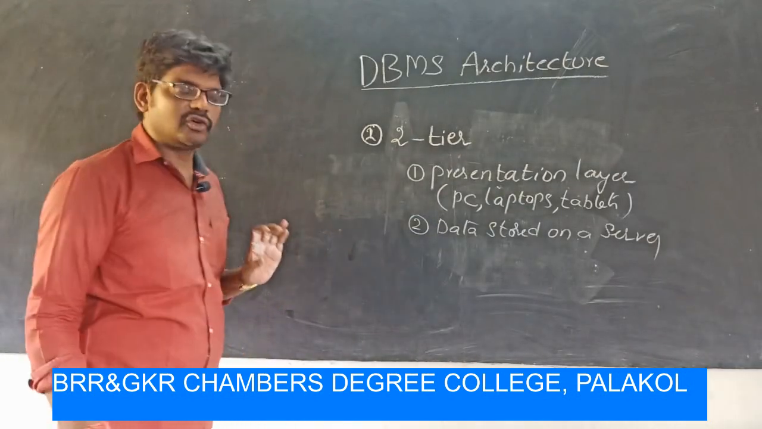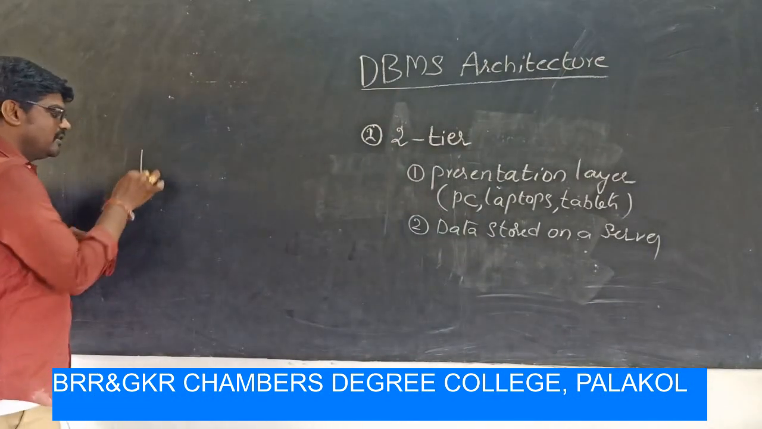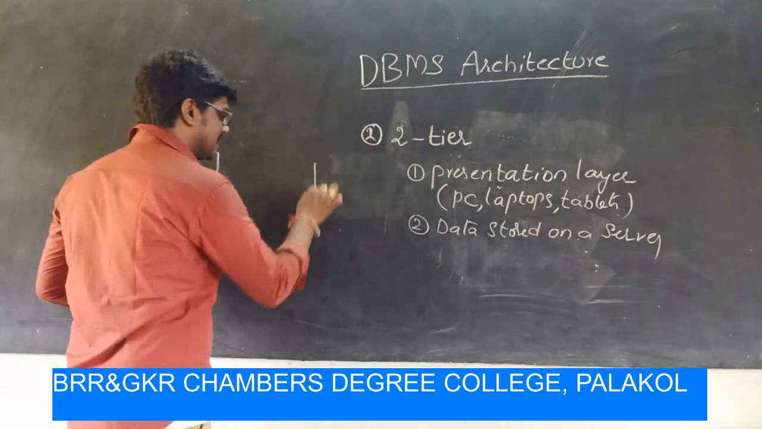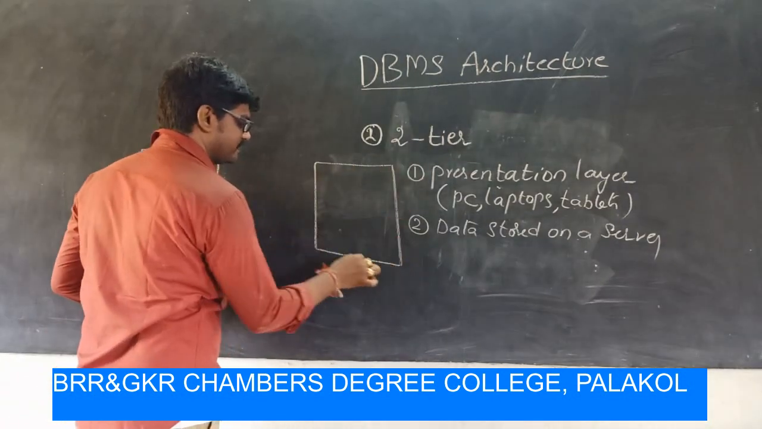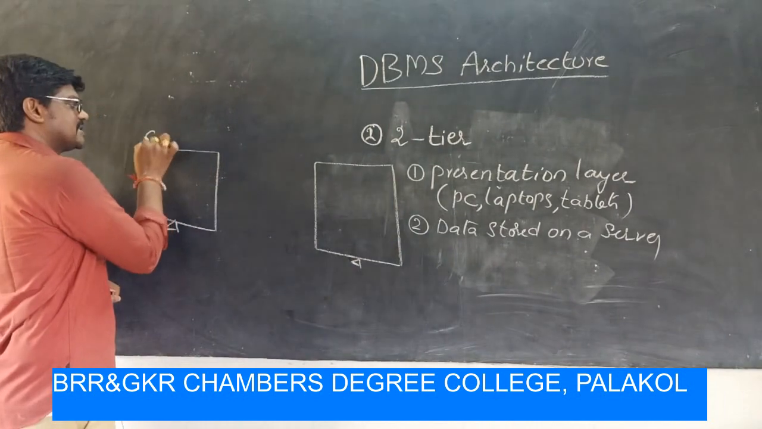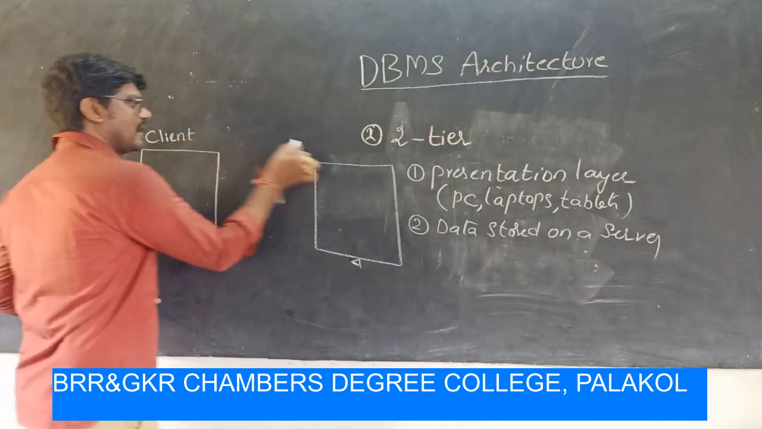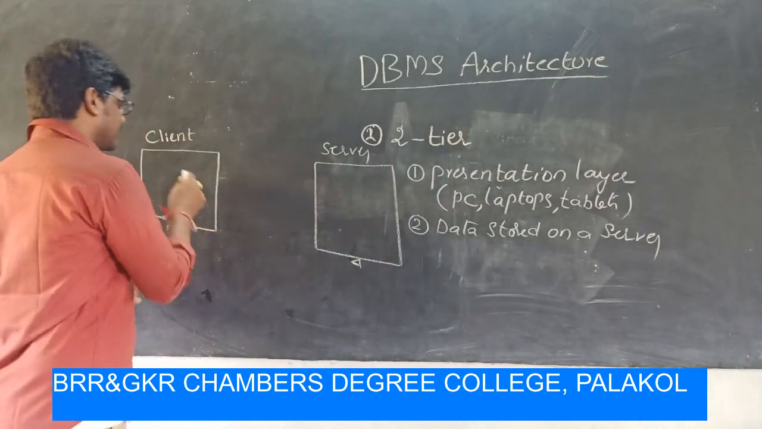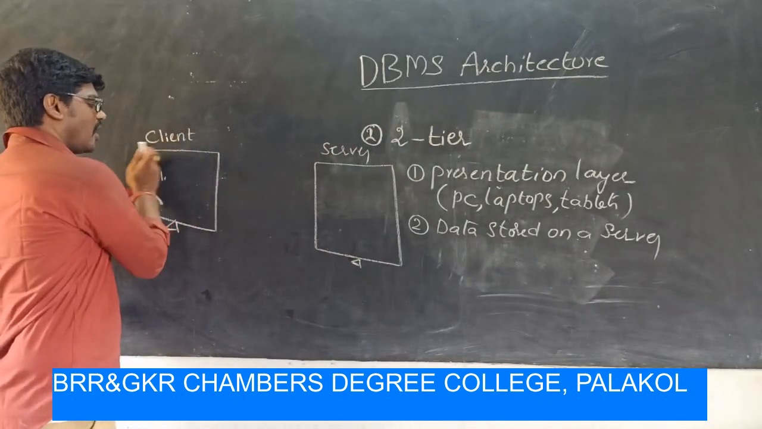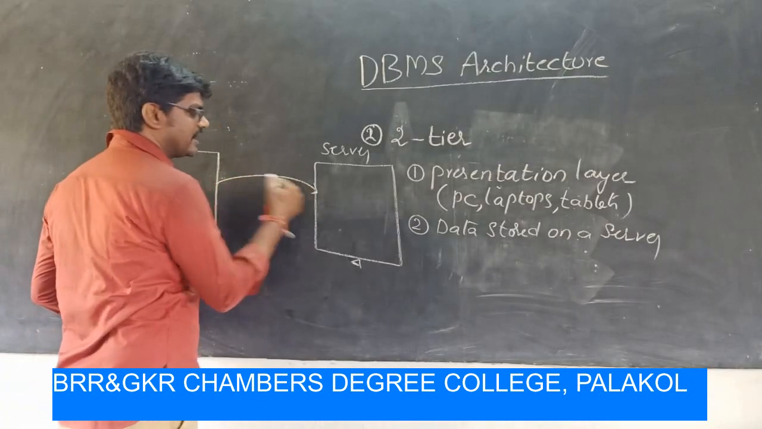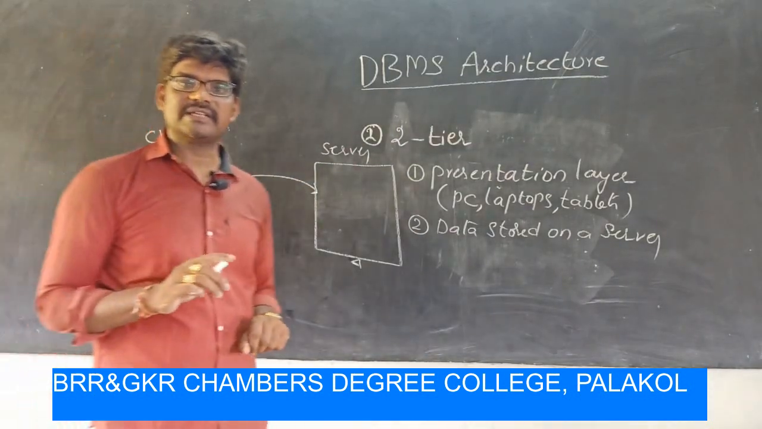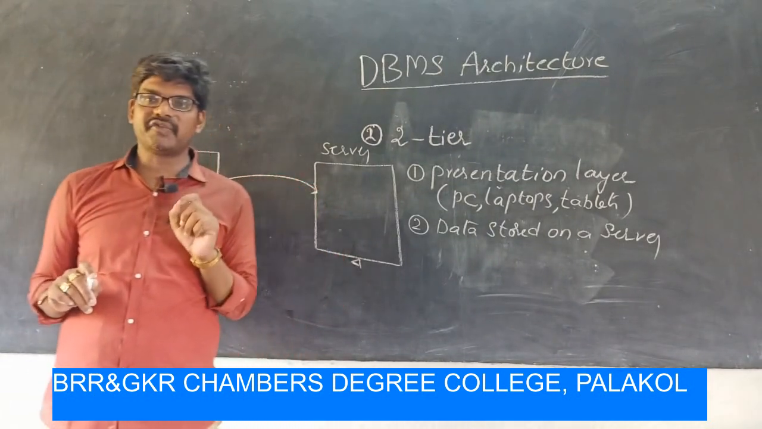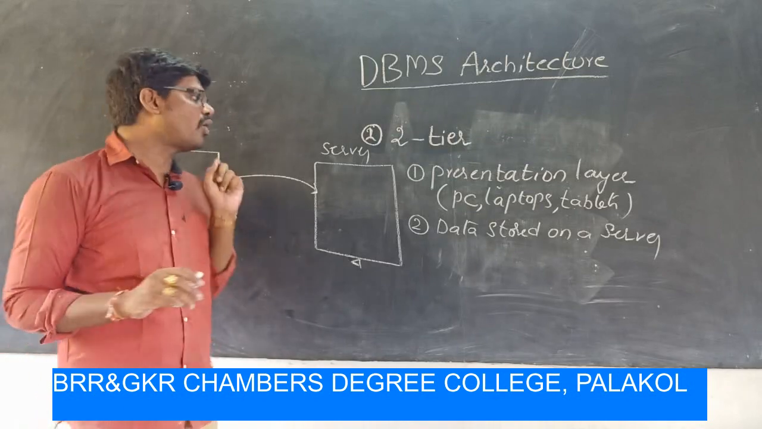So there are two layers. Assume that this is the first level and this is the second level. This is the client and this is the server. The client always interacts with the database. Here there is an application interface which is called ODBC.